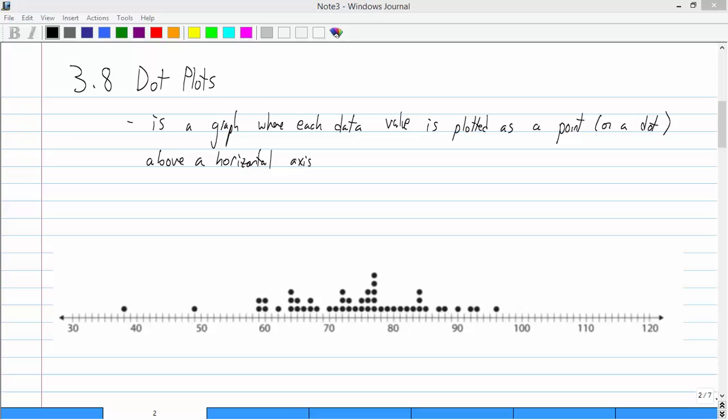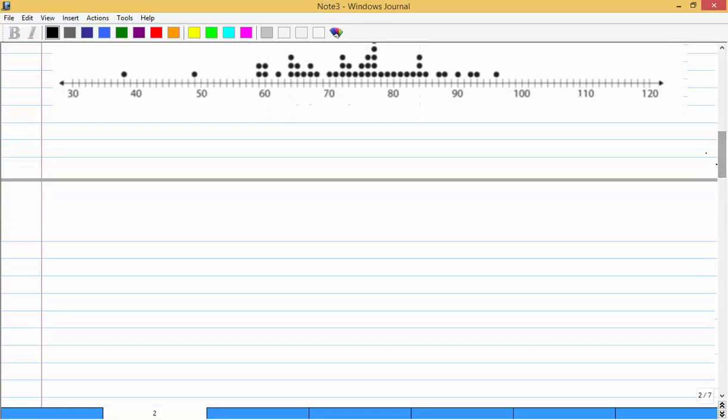3.9 talks about a time sequence plot. So plotting time series data is the name of the section.